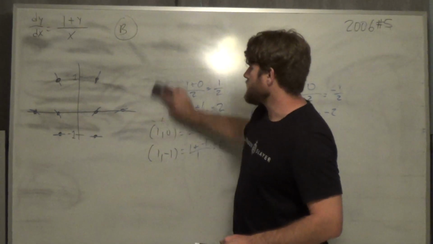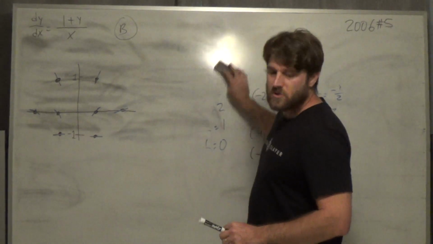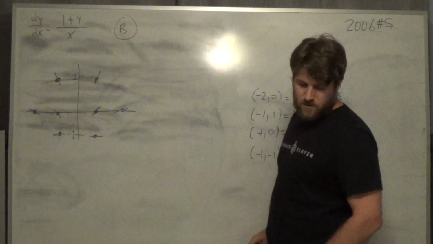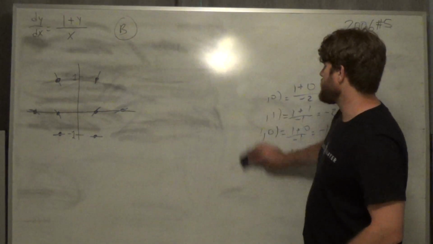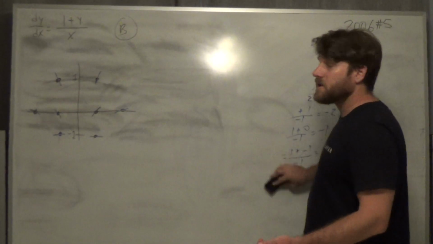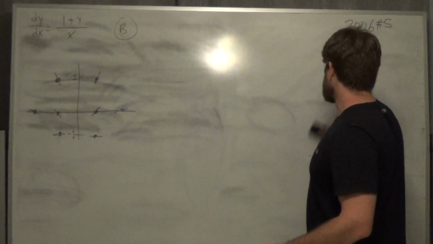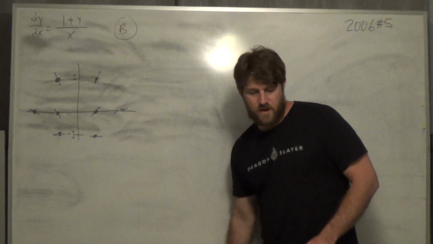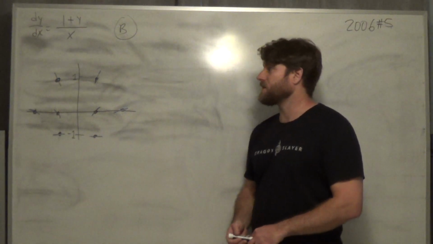So part B says solve the particular differential equation. Solve or find the particular solution to the differential equation. This is separate and integrate. You need to underline solve the particular differential equation. Make sure you understand that separate and integrate.